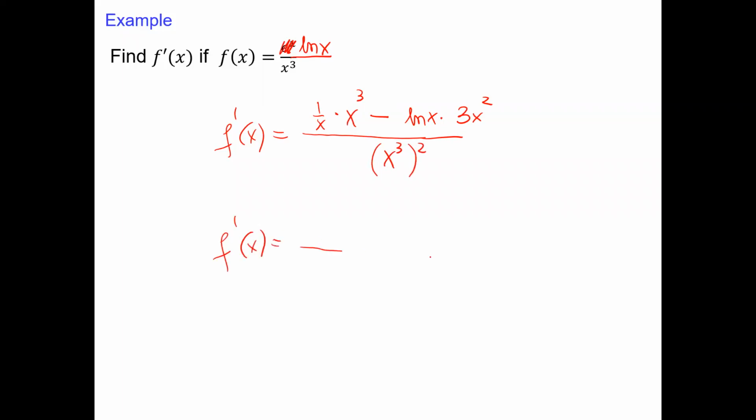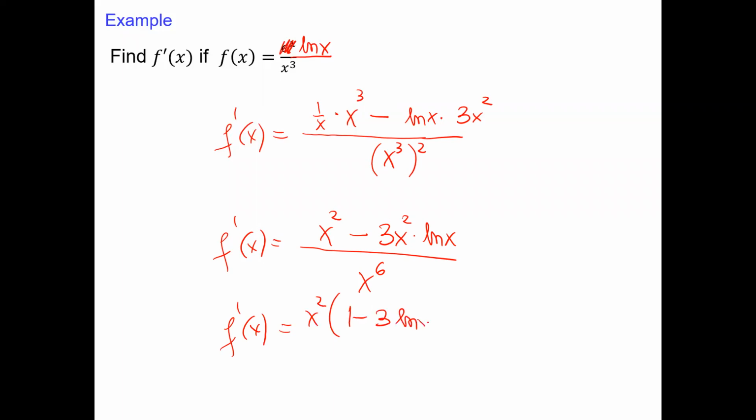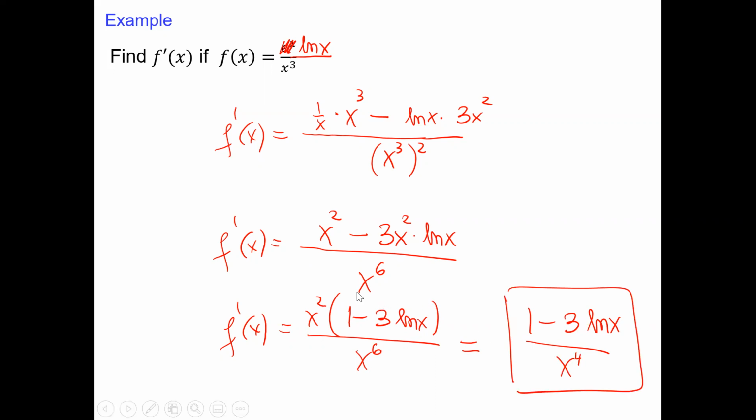Let's have the final form. 1 over x times x cubed is this, and this one, of course, we're not combining. And this will be x to the power of 6. We may, look at this, we may factor out x squared, 1 minus 3 ln of x. And we may subtract 4. Then we cancel out 2 of these x's, 4 will stay. Okay, that's a really nice form.